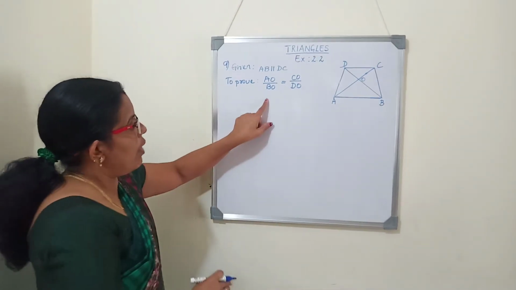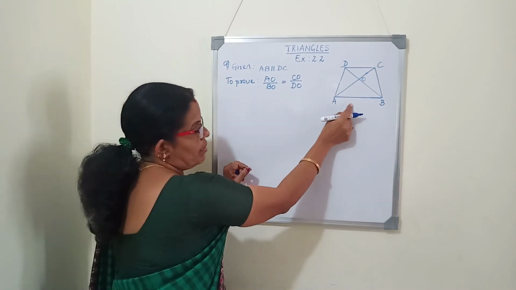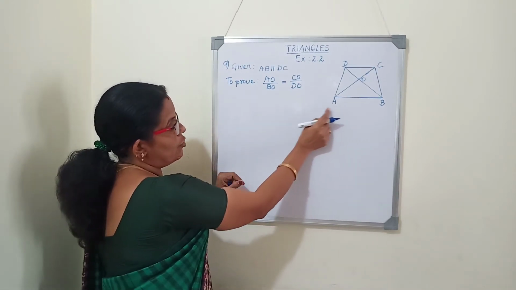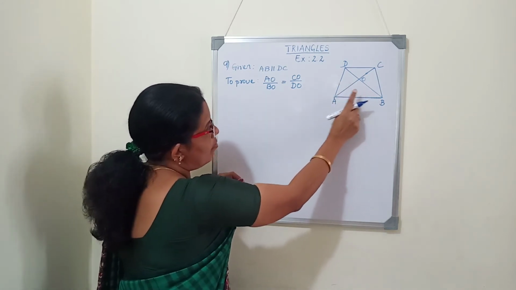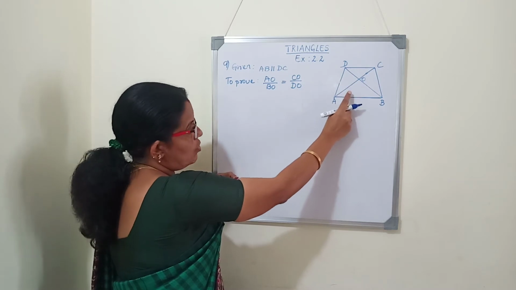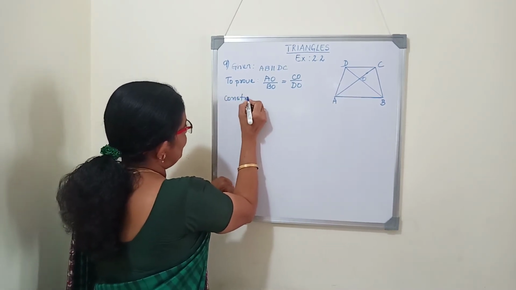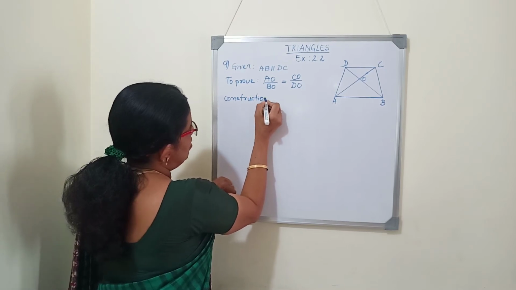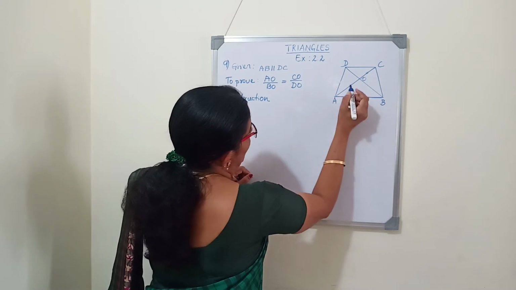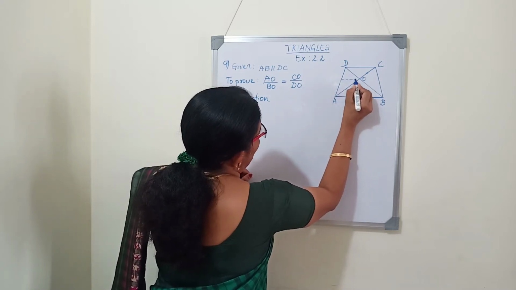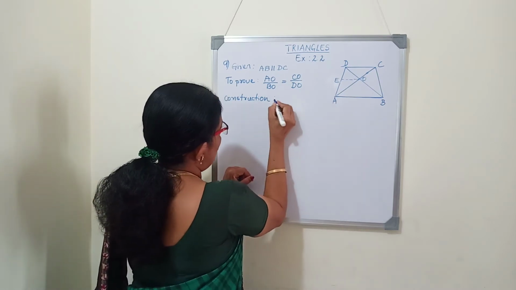To prove these ratios, we have to consider some triangle in which one line is parallel to one of the sides. Here triangles are there but the line is not given, so we have to do a construction. The construction is: draw a line here which is parallel to AB. So I will draw a line EO which is parallel to AB.